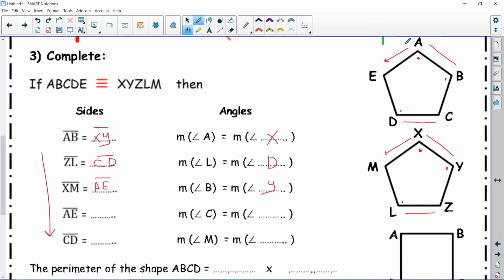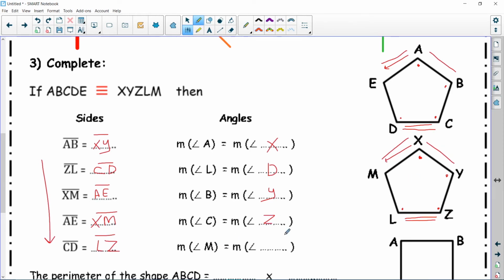AE. Its corresponding side is XM. Measure of angle C equal measure of angle Z. Line segment CD equal line segment LZ. Measure of angle M, its corresponding angle is E, equal measure of angle E.